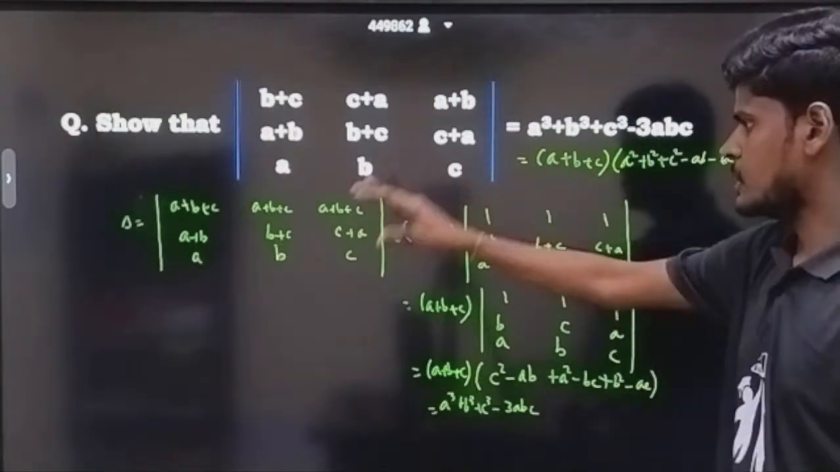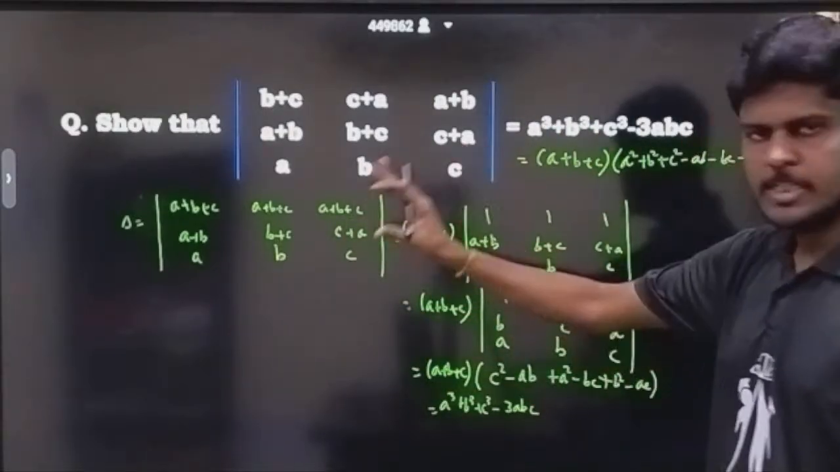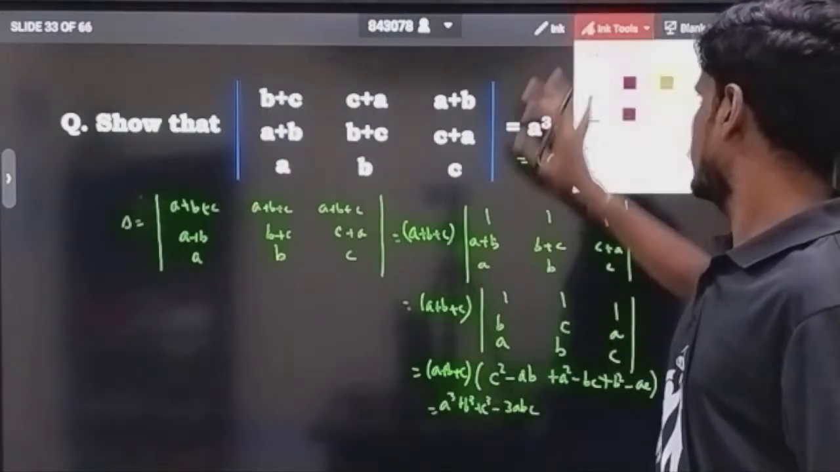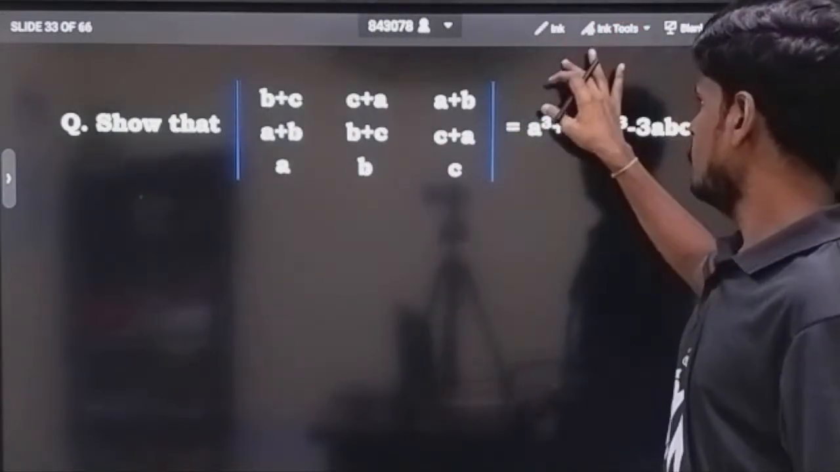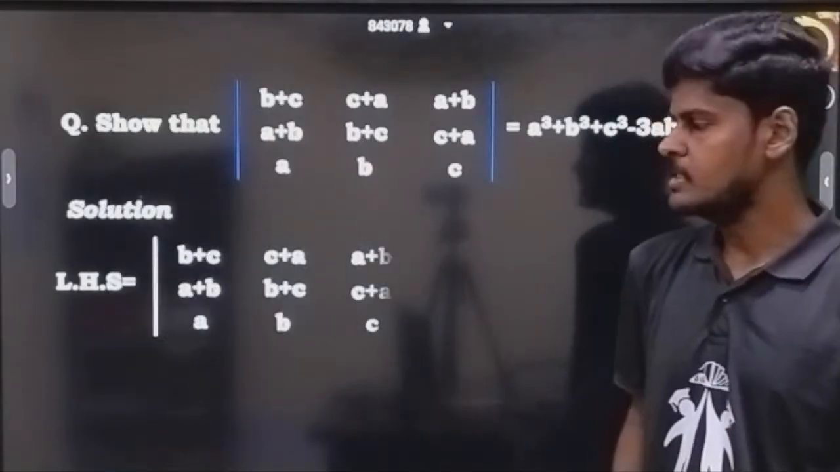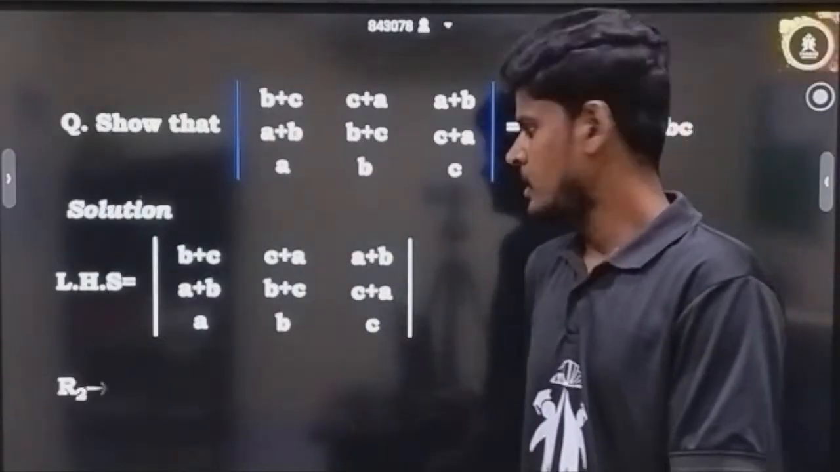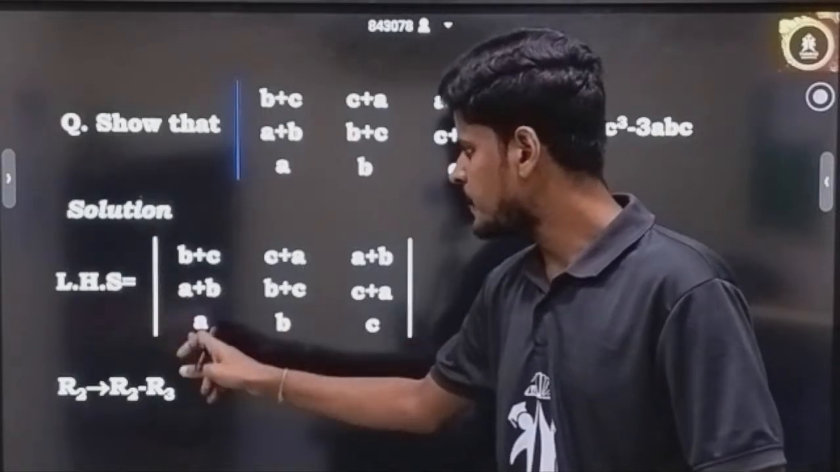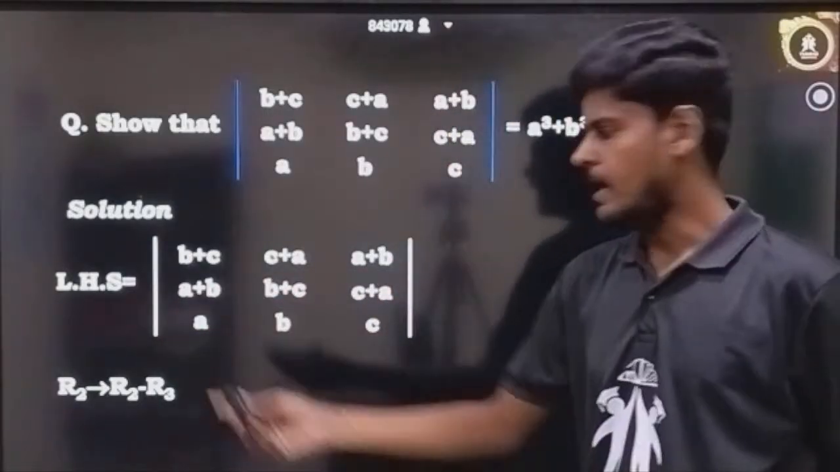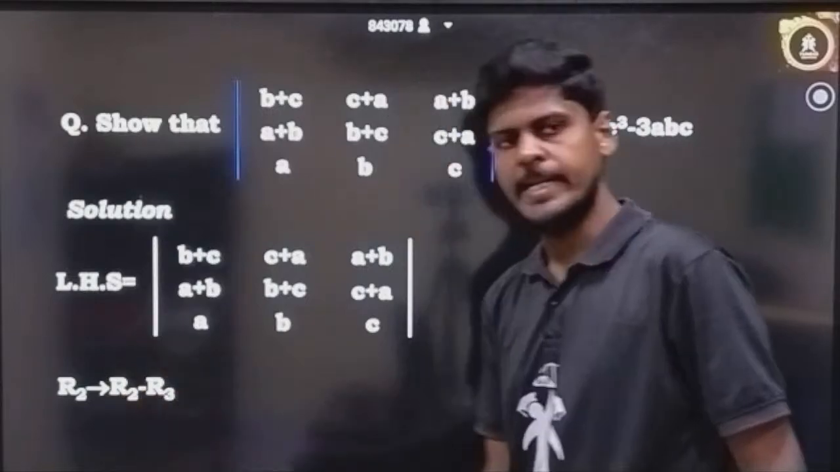Okay, I think it is clear now how to use properties of determinants to evaluate determinant value. Now we will discuss the solution given here. Solution is, left hand side is this one. Here what they have applied is, first subtract these two rows. Then we will get a single element in second row. R2 is transformed to R2 minus R3.